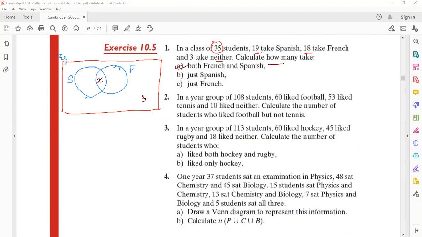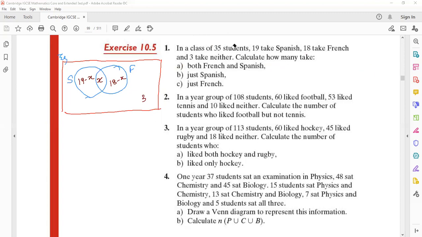Okay. Now 19 take Spanish, so Spanish only will be 19 minus X. Strictly, this will be 19 minus X. And for French, it is 18 minus X. Now the equation is clear. Is that clear to you? Yes, sir. Okay. I hope the diagram is clear to you.